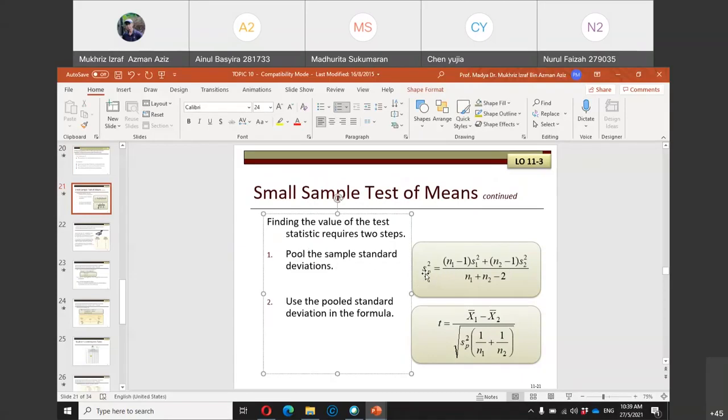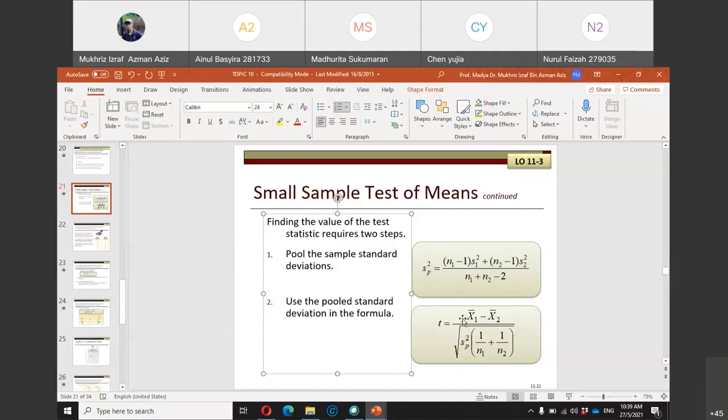The formula for S squared P, P stands for pooled: sample size number 1 minus 1 multiplied by the variance of that sample. S1 squared means the variance value, or standard deviation squared, plus N2 minus 1 multiplied by the variance of sample number 2, divided by the combined value of the two samples minus 2. Then followed by the T test as well.